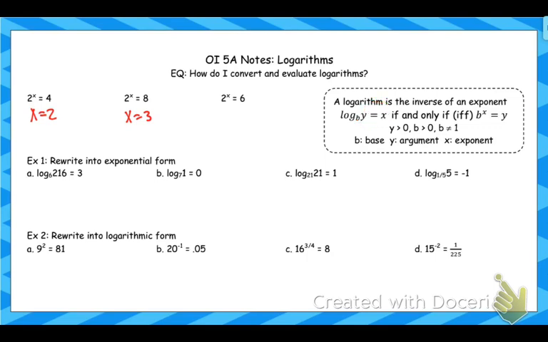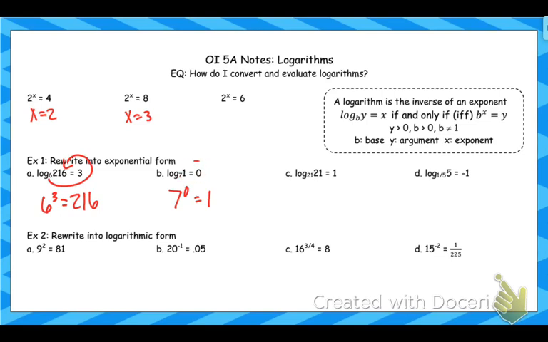All right, so let's look at an example and let's just rewrite it. So log base 6 of 216. That's how I would read that. Log base 6 of 216 equals 3. So 6 to the third is equal to 216. On the next one, the base is 7, so the base of the exponent is 7. 7 to the 0 is equal to 1. Start at the base, go around.